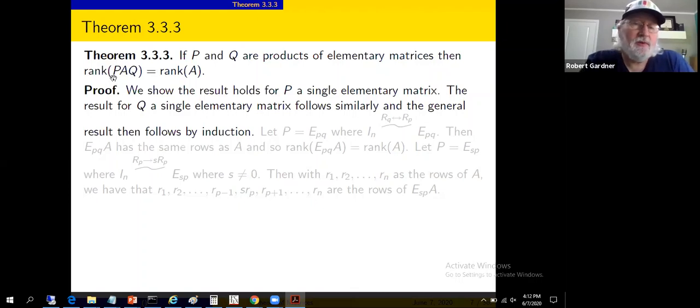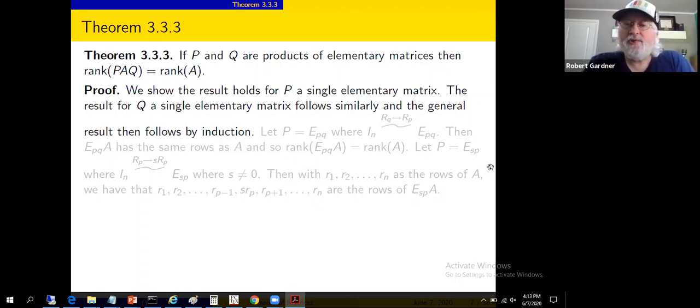So we're going to look at multiplication on the left. That corresponds to elementary row operations. If we looked at Q and multiplication on the right, that corresponds to elementary column operations, and the argument will be similar. We're doing this for single elementary matrices. If you had products, bunches of them, we could get the result by induction. If I had several elementary matrices on either side, we can inductively show that if the result holds for one matrix, then it holds for a product of several.